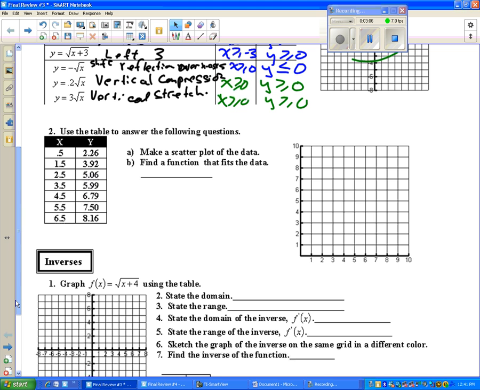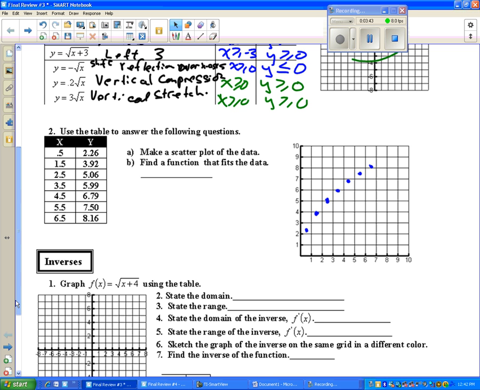Use the table to answer the following questions. Make a scatter plot of the data. Find a function that fits the data. So let's see, 0.5 is 2.26. 1.5 is 3.92, so just around 4. 2.5 is 5.06, so just above 5. 3.5 is just at 6. 4.5 is just below 7. 5.5 is exactly 7.5. 6.5 is just a little more than 8.